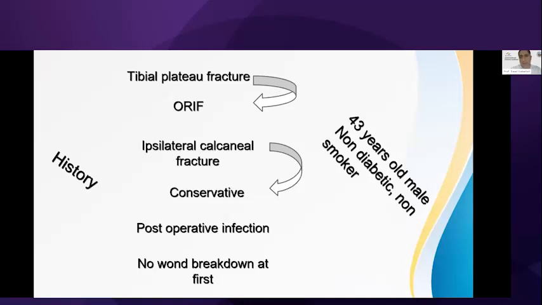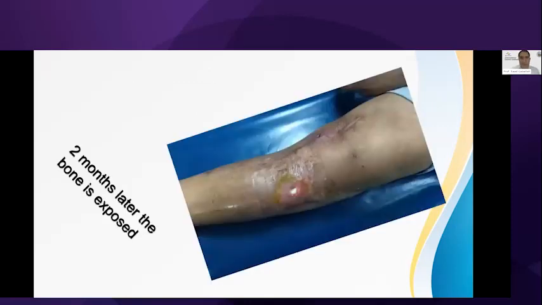The history of the patient: male patient, 43 years old, non-diabetic, non-smoker, no other medical comorbidities, with a history of tibial plateau fracture 3 months ago, which was treated by open reduction and internal fixation, and an ipsilateral calcaneal fracture treated conservatively by cast. There is a history of post-operative infection, but there was no wound breakdown or wound problem at first. When the patient presented to me 2 to 3 months after surgery, the bone was exposed and the patient had all signs of active infection.